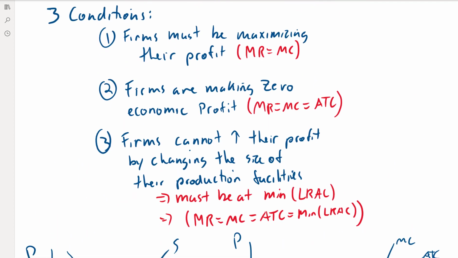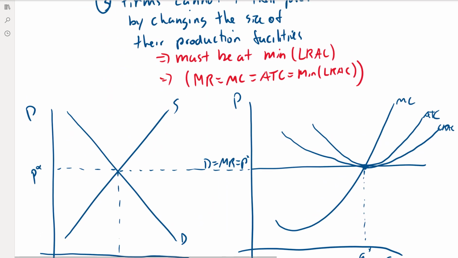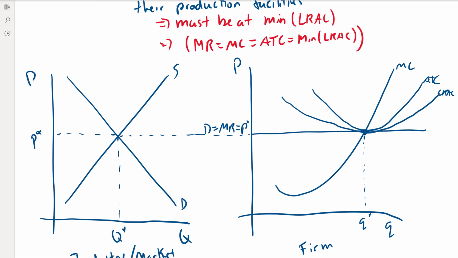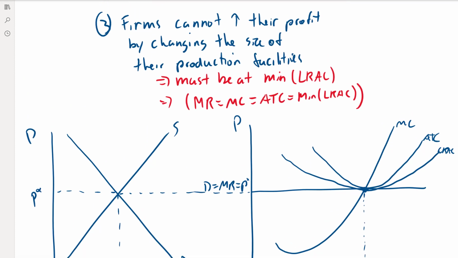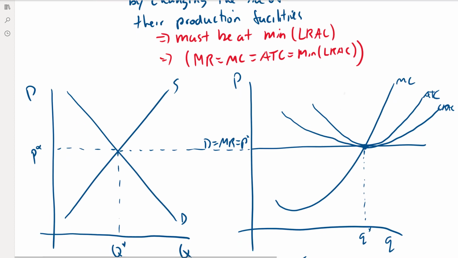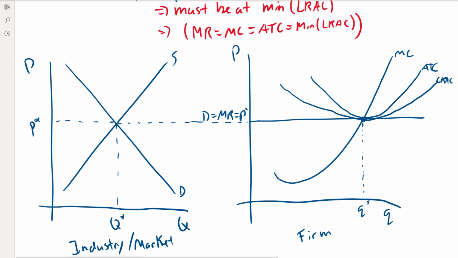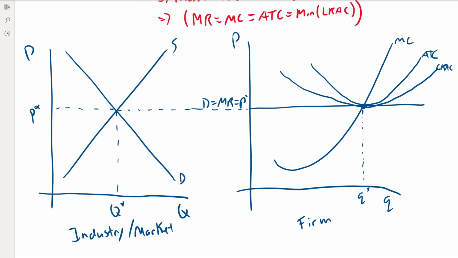All firms are making zero economic profit. So if this is a representative firm, it's making zero economic profit because marginal cost equals average total cost equals marginal revenue, or the price. And this third condition is we have to be at the minimum point of our long run average cost curve, which means we can't change the size of our production facility or factory or whatever you want to think about and reduce the average costs, which means that we're at the minimum point of this long run average cost curve. So this is what a long run equilibrium is in perfect competition.